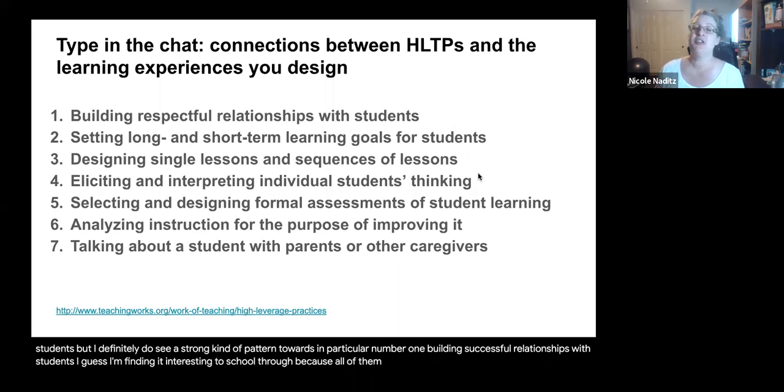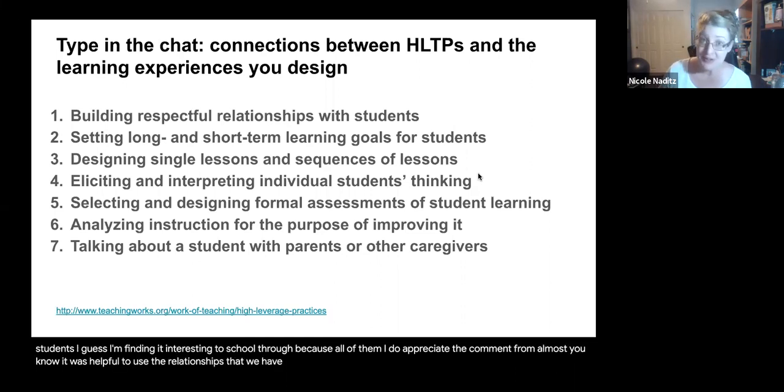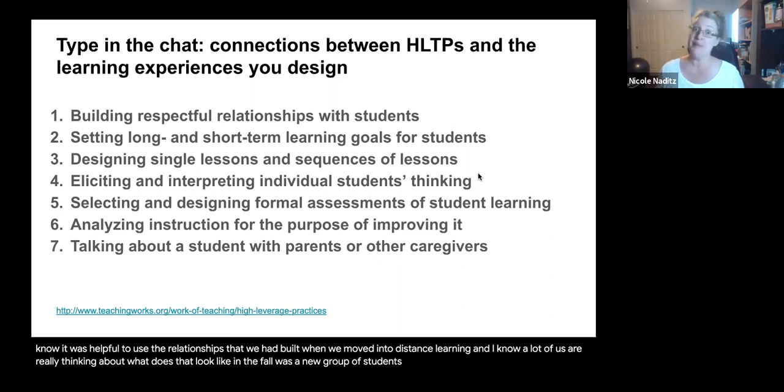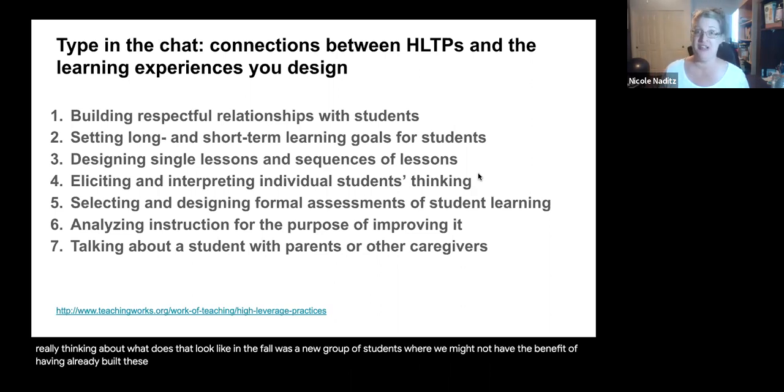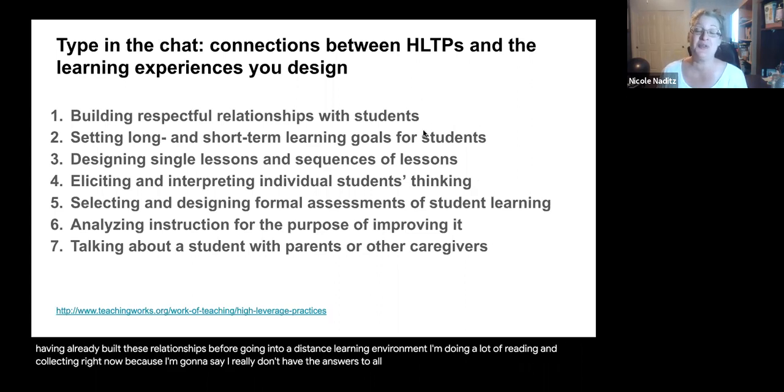And I do appreciate the comment from Alma. It was helpful to use the relationships that we had built when we moved into distance learning. And I know a lot of us are really thinking about what does that look like in the fall with a new group of students where we might not have the benefit of having already built these relationships before going into a distance learning environment. I'm doing a lot of reading and collecting right now because I really don't have the answers to all of those questions, as I'm still wrapping my head around that myself.